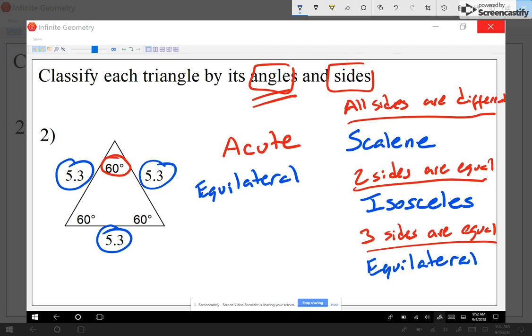So for the test on Friday, I will ask you for both, kind of like it is right now in the example. Classify each triangle by its angles and sides. So I'm expecting two answers: acute, equilateral, for the test on Friday. Now, when it comes to the homework, I'm only going to do one. If it says classify by the angles, then I'm just expecting acute. If I just say classify by the sides, then I'm expecting equilateral. So once again, on the test on Friday, I will ask you for both answers, classified by angles and sides. On the homework, it's either going to be classified by angles or by sides. Only one.